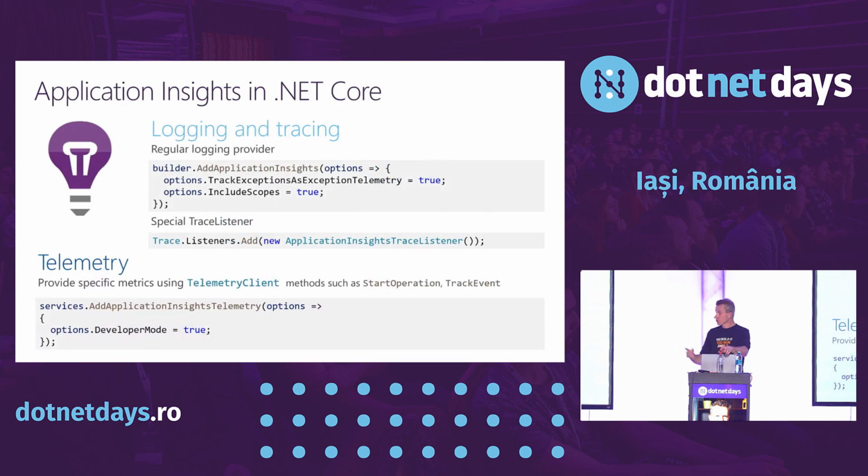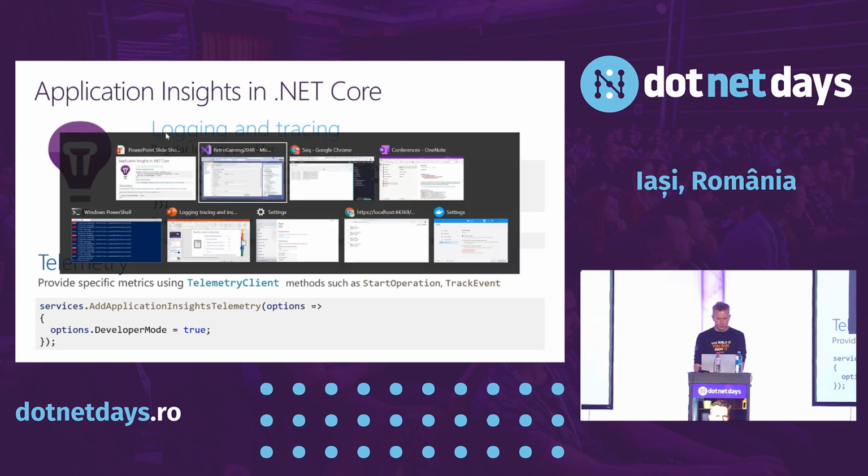Application Insights, it was already in there. We saw the add Application Insights for the logging part. You have a trace listener, so that's where those 2 worlds combine. And then finally, you can even have telemetry information or metrics, where you use the telemetry client to send out specific information.